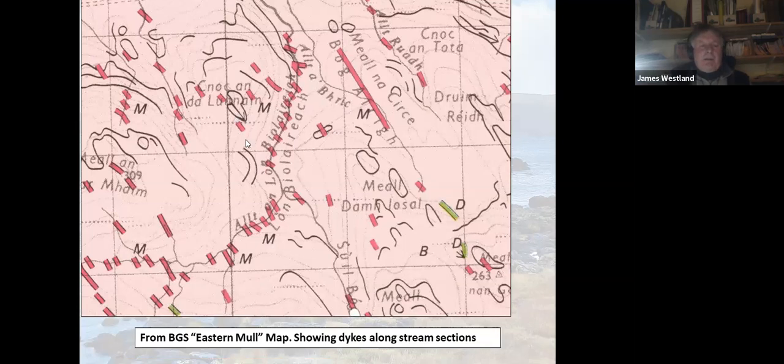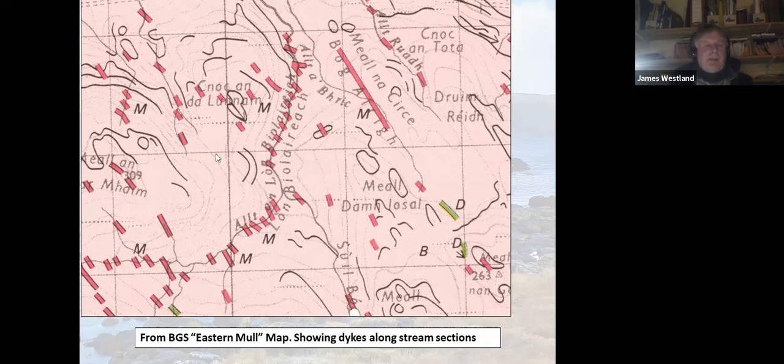I mentioned lots of little dikes marked on the map, and here's a good example of this. This is in North Mull. You've got this stream coming down here, and you can see all these tiny little reddish pink lines cutting across. That's dikes that have been mapped on the map. Now, they're not just tiny little short dikes that end at the stream. They obviously go further, but streams are great places to do geological mapping because you can see bare rock there.